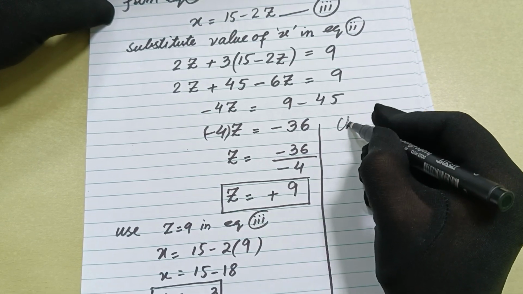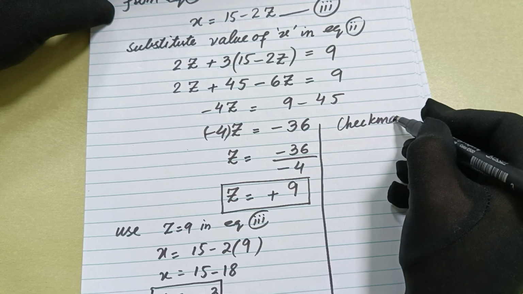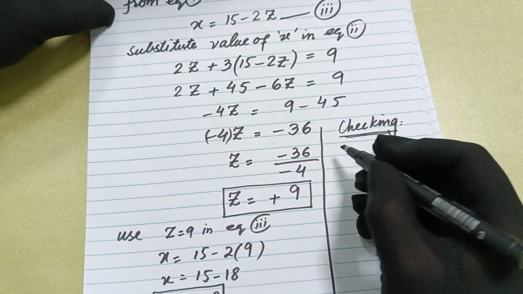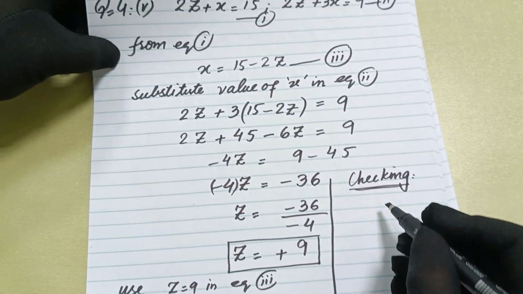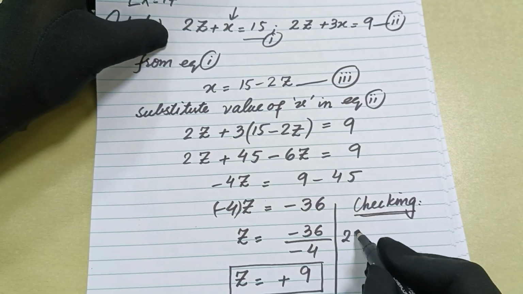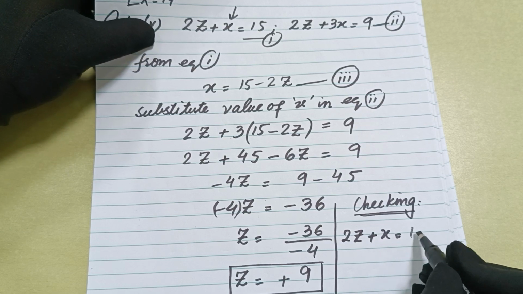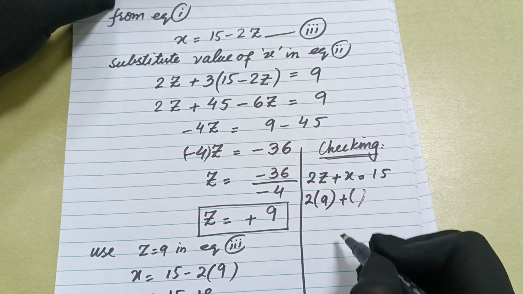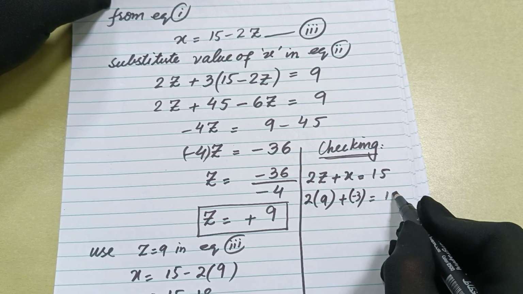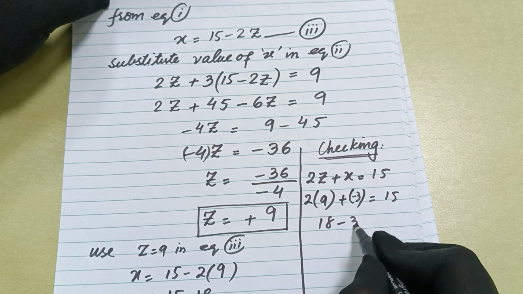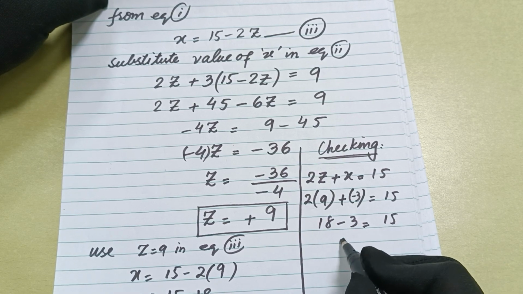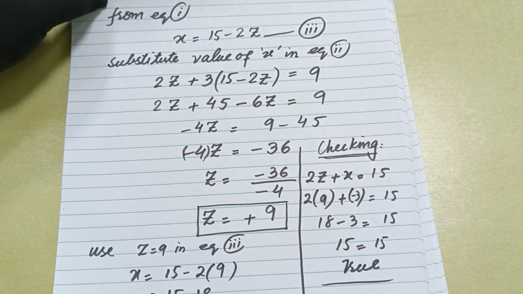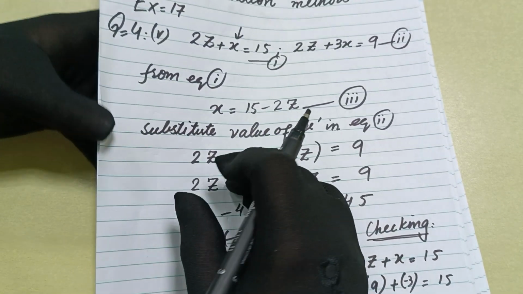We will do our checking procedure. That is optional, but every time I suggest doing the check. Take any one equation. I will take the first equation, 2z plus x equals 15. Replace z with its value, that is 9, and x with its value, that is minus 3. 2 9s are 18, minus 3. 18 minus 3 is 15, equals 15. So it is true. Hence this question is completely solved.